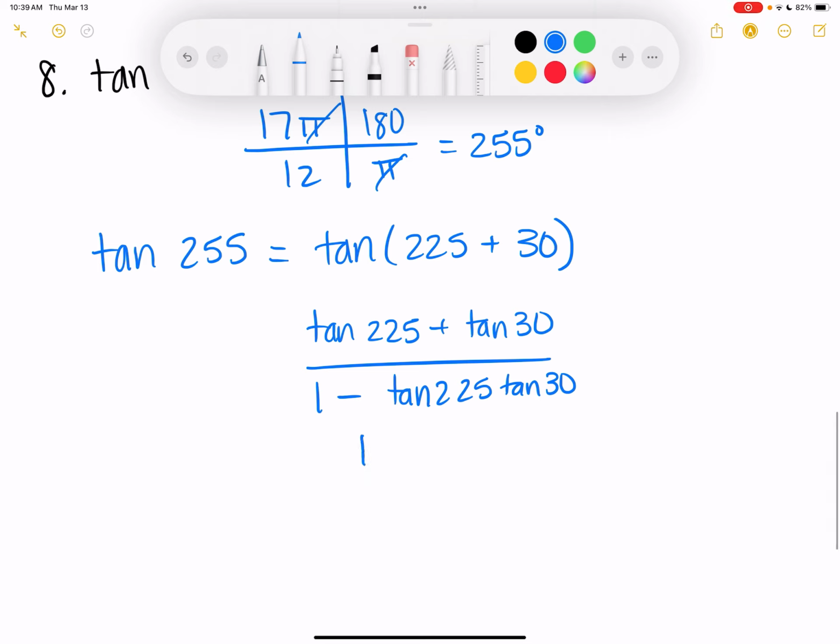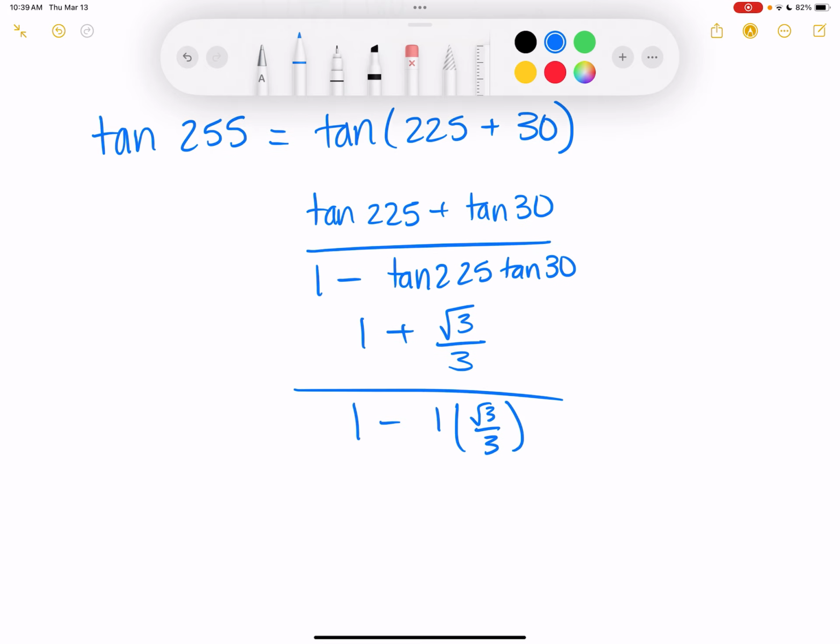What's the tangent of 30? Square root of 3 over 3. Here comes a fraction and a fraction. Over 1 minus tangent of 225, we've already said is 1, times tangent of 30 is root 3 over 3.